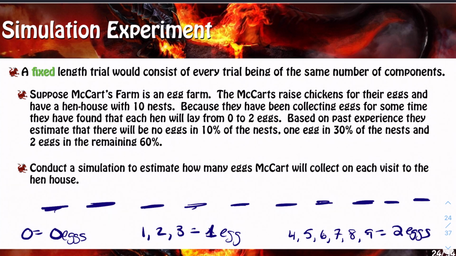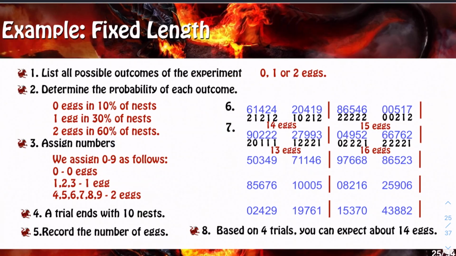And we're going to run a simulation of 10 numbers. So we list out all the possible outcomes of the experiment: 0, 1, or 2 eggs. We determine the probability of each outcome. 0 happens 10% of the time. We were given that. 1 egg happens 30%. 2 eggs happens 60%. We assign the values, which we did before. A trial ends with 10 nests. So once we get 10, we're done.